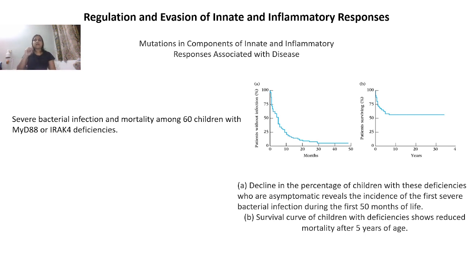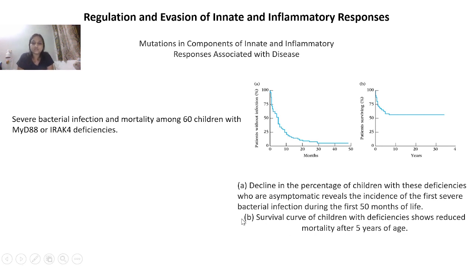However, I have been talking about the activation of the innate immune system by different pathogens, but regulation of this innate immune response is very important as well. It has been seen that even if there is a mutation in one component of the innate immune system or the inflammatory responses, then there can be diseases which occur due to the mutation in the components of this system.